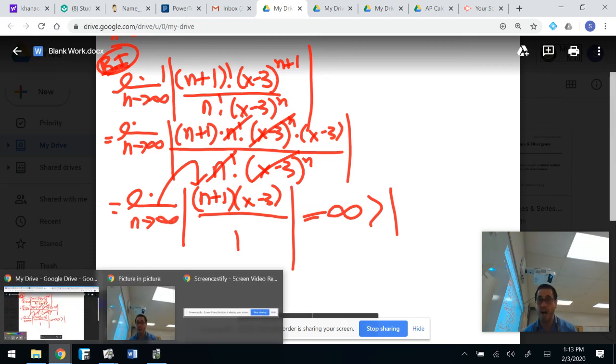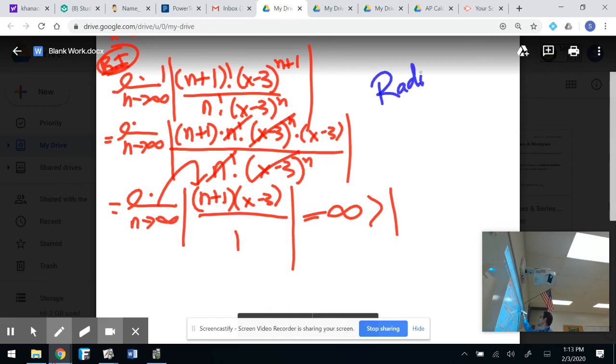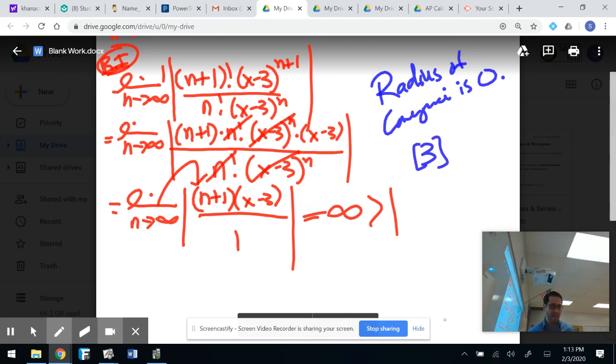What is the radius of convergence? The radius of convergence is 0. Why? Because it diverges for everything. But remember, it always converges at your center. So how do I write this? You write just 3 in a little bracket. I mean, that's the only guy that's good to go. That is it. So this means it diverges for all values of x except 3. That's it. Radius of convergence is 0.